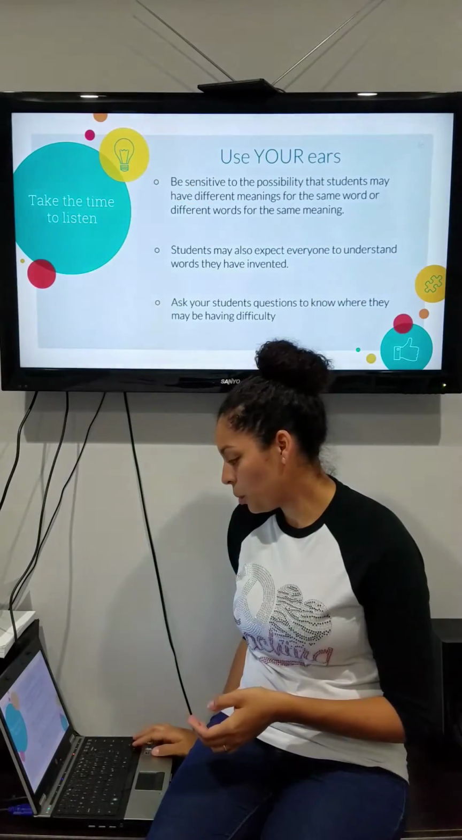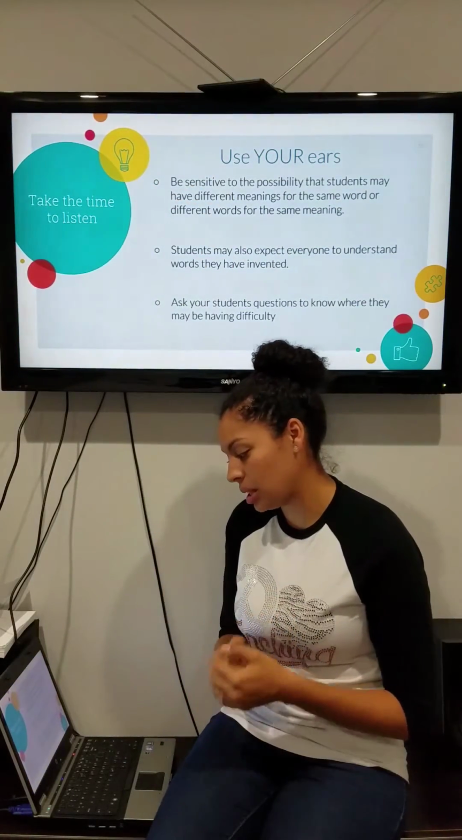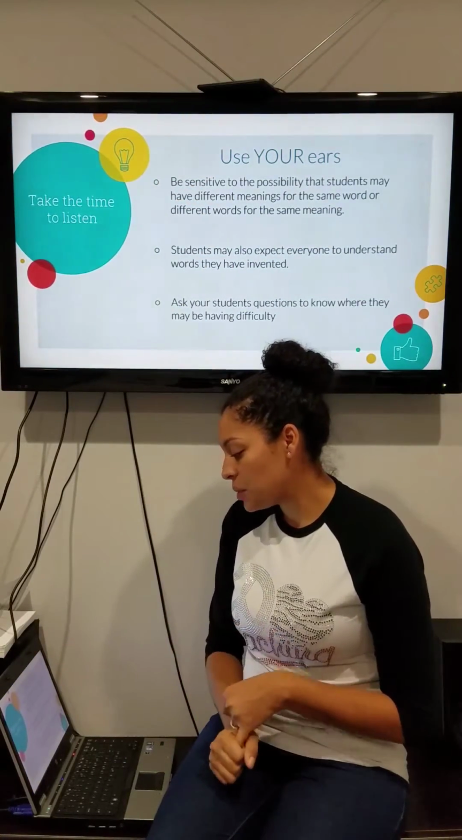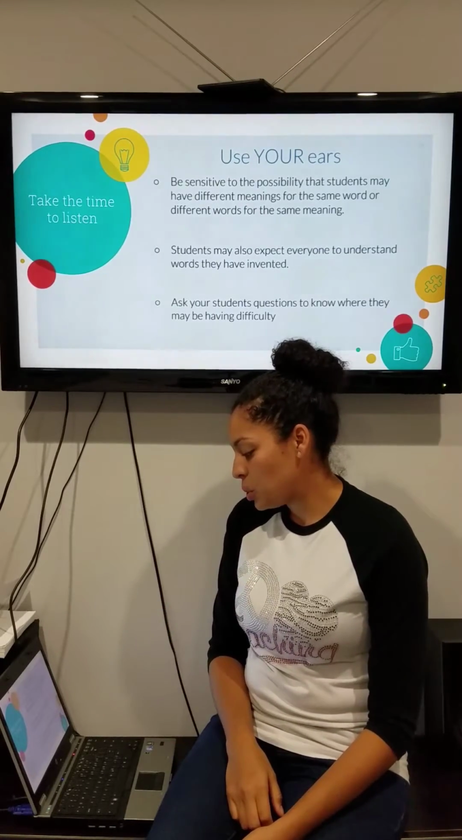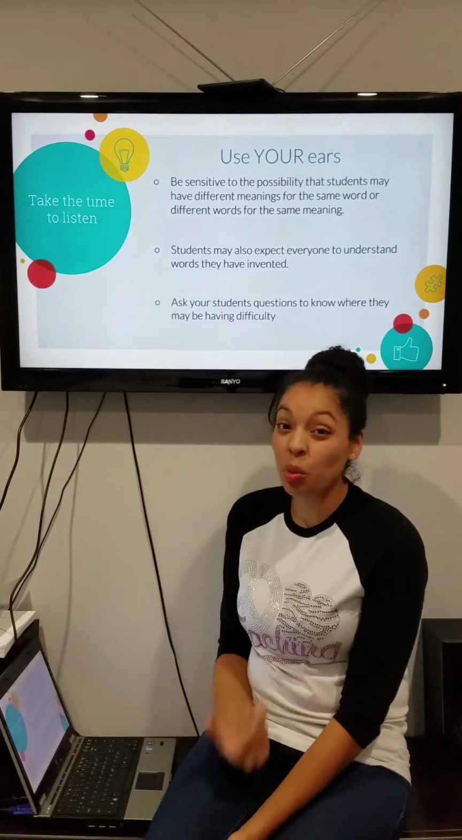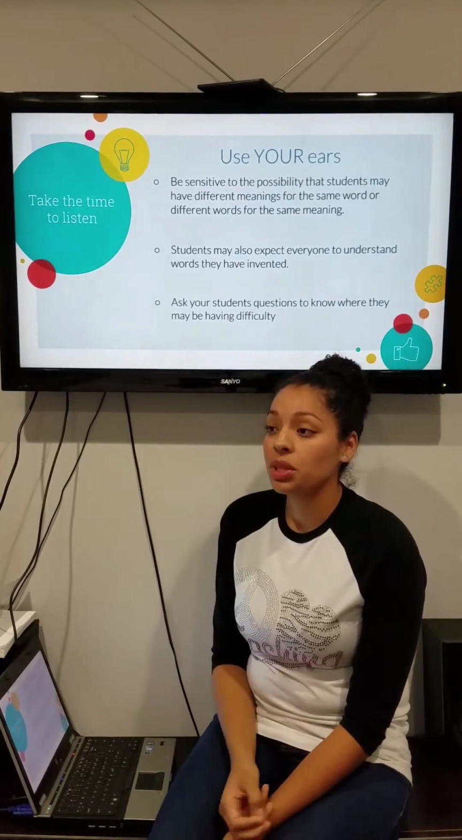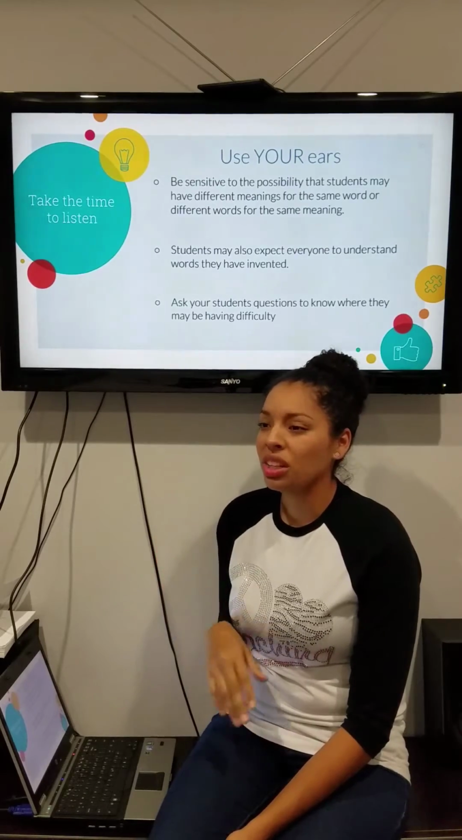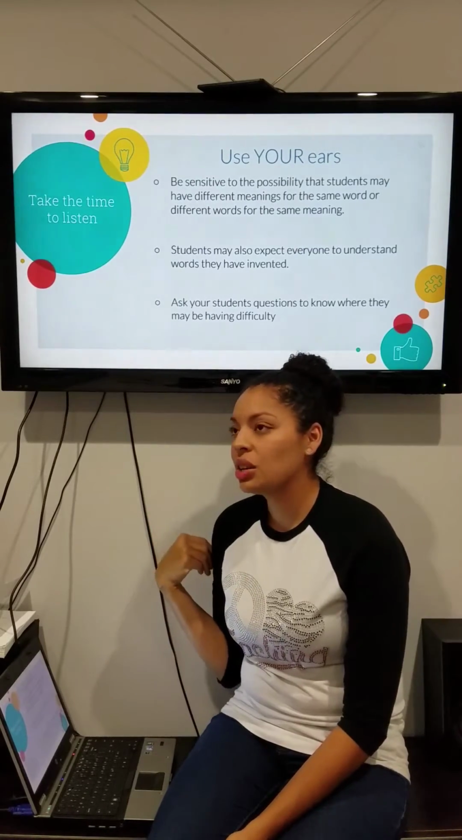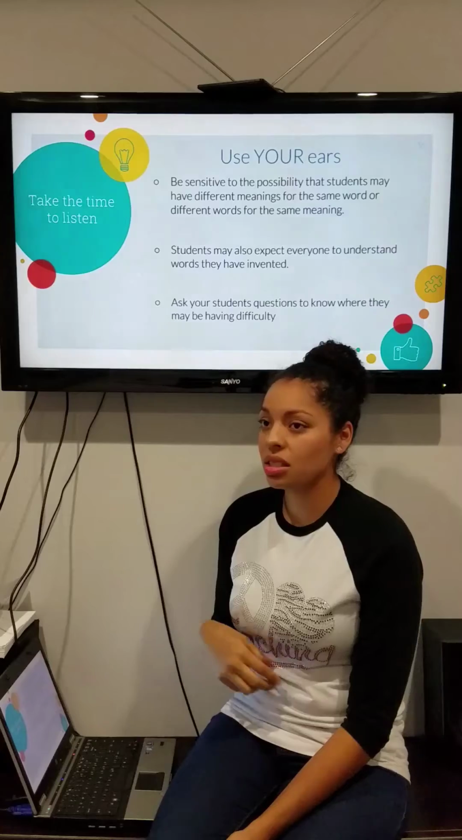And so we use our ears, we take the time to listen. We are sensitive to the possibility that students may have different meanings for the same word. Students may also expect everyone to understand words that they've made up, especially with our population. The majority of mine is ESL. So a lot of the vocabulary, they'll try to translate from English to Spanish, and a lot of it doesn't really make sense.